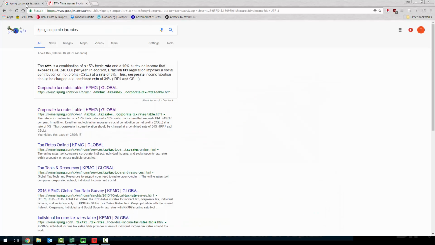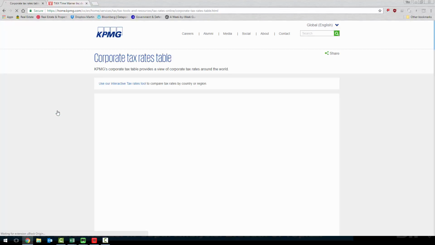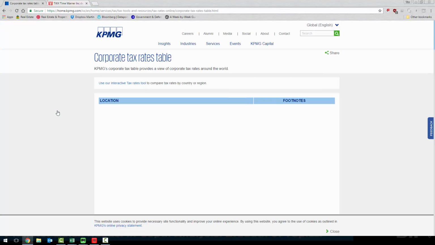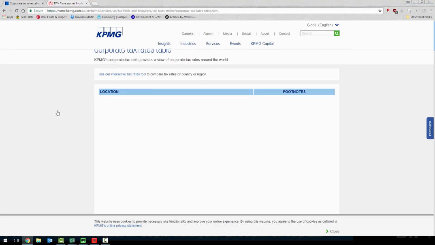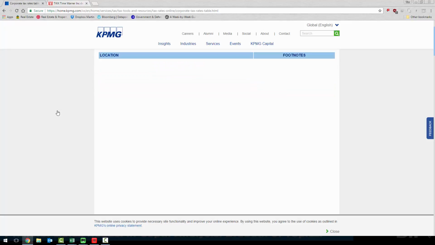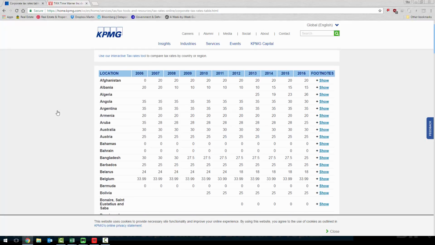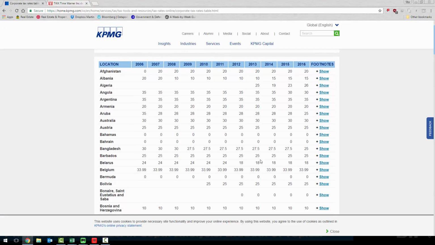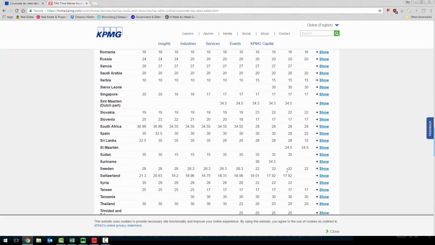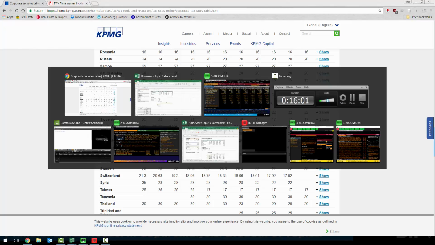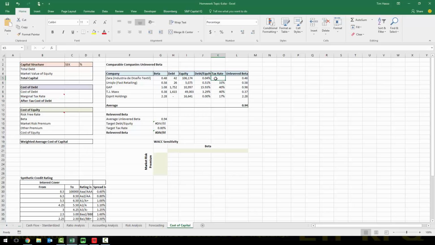So if I go to Google and I Google KPMG corporate tax rates, the first hit will be the corporate tax rate table. I click on there, and I effectively need to find the corporate tax rate for Zara, which is a Spanish company. So I need to go down, find Spain in the table, and find the corporate tax rate for 2015. You can see that we have years on the columns, and we have the countries for the rows. If I go down to Spain, I can see that Spain has a corporate tax rate of 28%. So I can enter 28% as the tax rate, and that's effectively it.